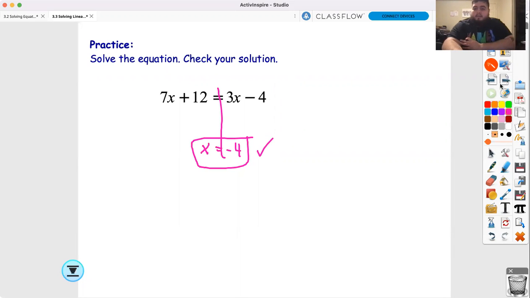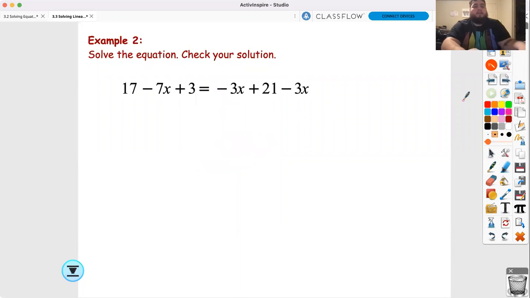All right, I'm going to go ahead and move on. I'm going to give you guys a minute to copy this down before I solve it. There's an example too for today's lesson. As you notice, the equations are getting a little bit trickier.